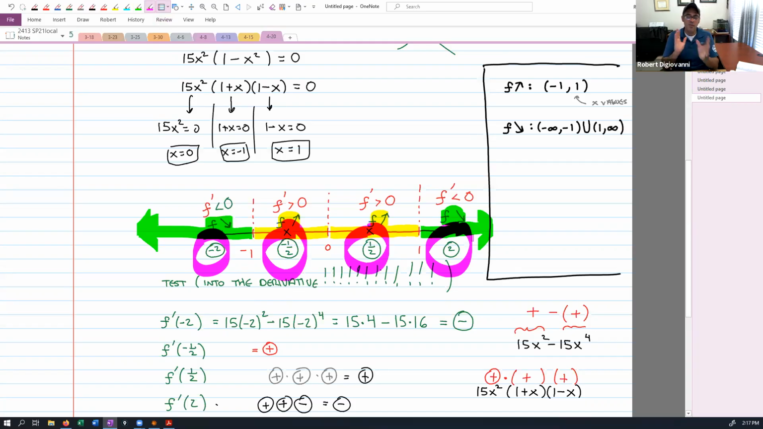So you have to distinguish between section 4.1 and section 4.3. 4.1, closed interval method: you plug everything into the original function. 4.3, we're looking for local maxes and mins: you plug all your test points into the derivative to figure out what's going on.